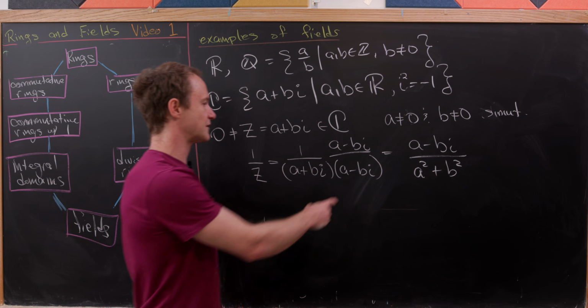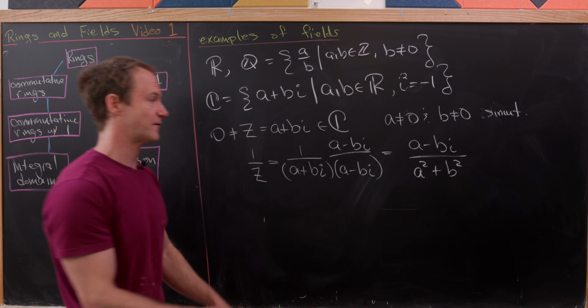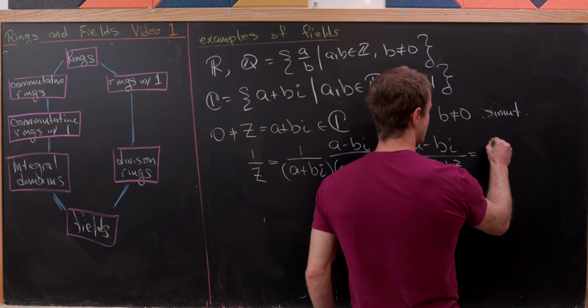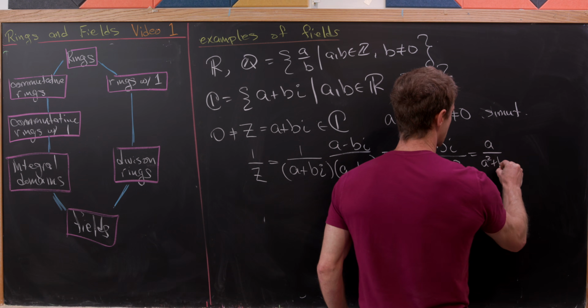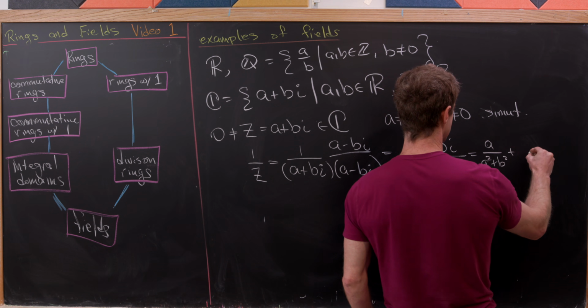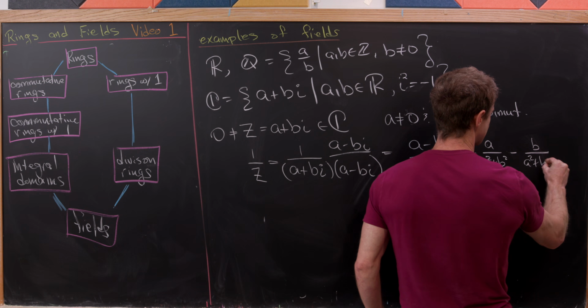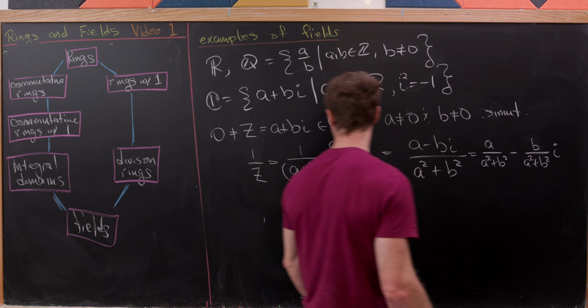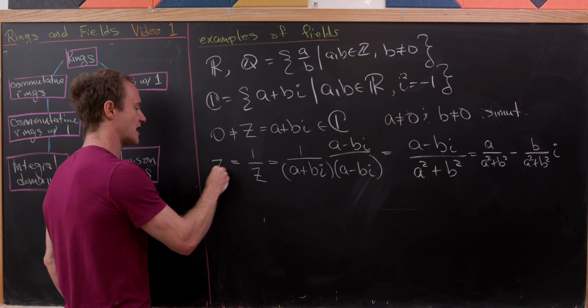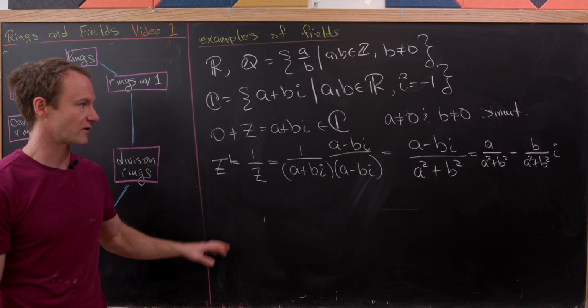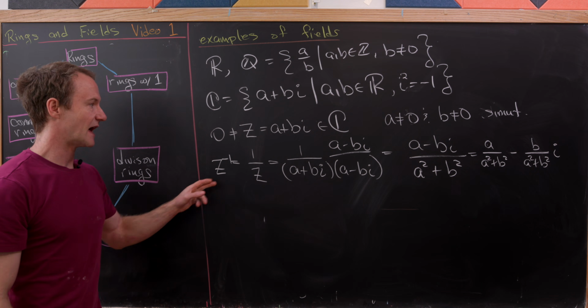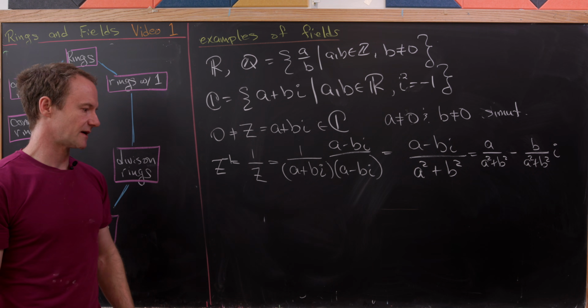But now let's observe that this is in the correct form. We could really write it as a over a squared plus b squared minus b over a squared plus b squared times i. And that would be our expression for z inverse, given that z is equal to a plus bi.